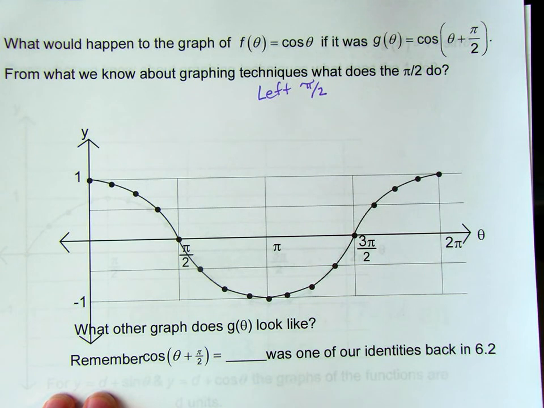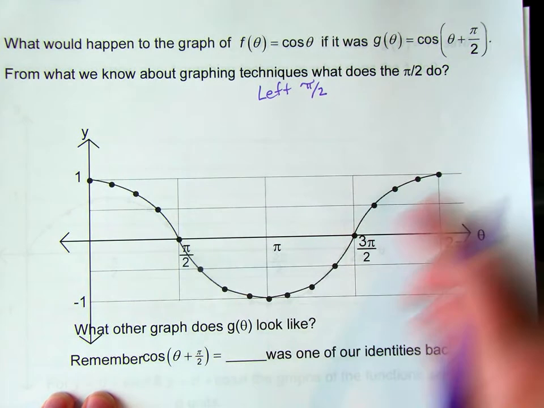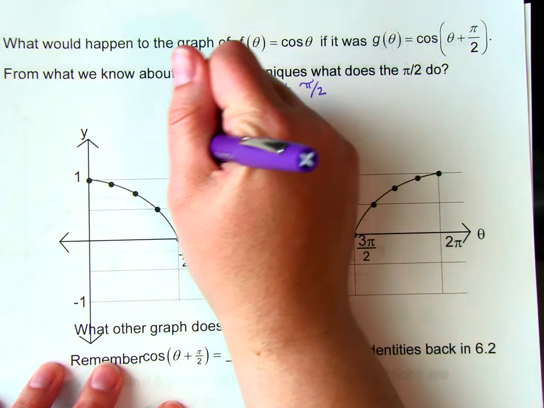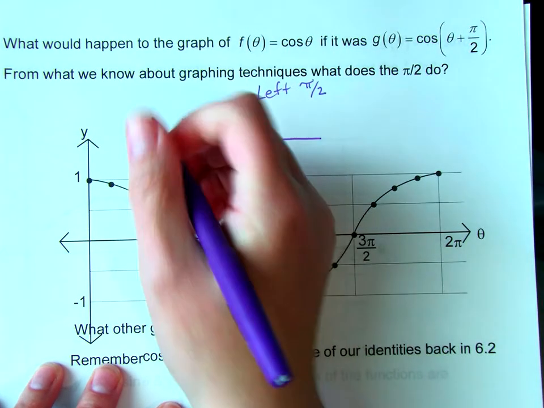So now, this is our parent graph. I'm going to go ahead and graph it above this. But I need more room.